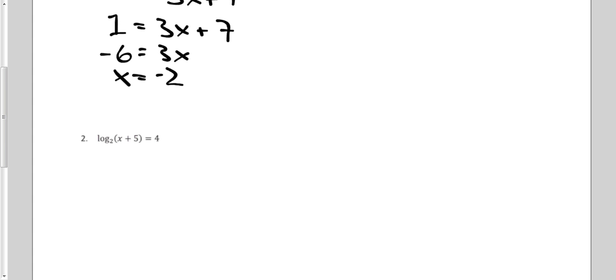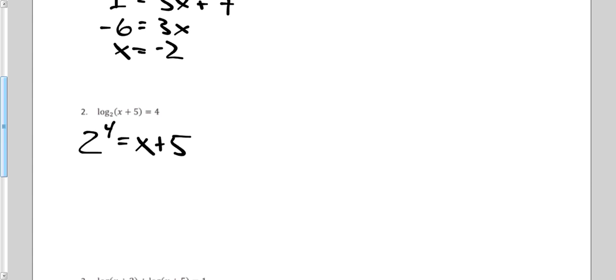Number 2. Log roll, right? 2 to the 4th power equals x plus 5. 2 to the 4th power is a fancy way of writing what number? 16, right? 2 times 2 is 4, times 2 is 8, times 2 is 16. 16 equals x plus 5. So x equals 11.